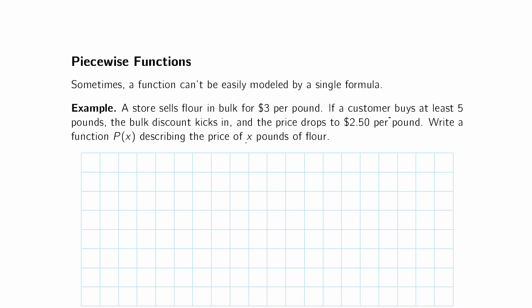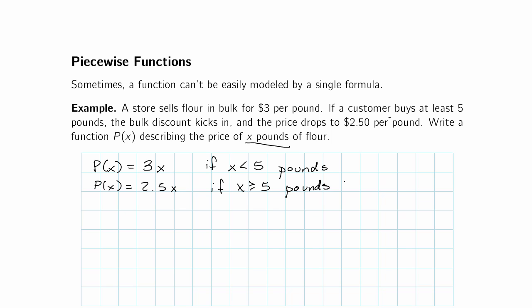So our variable is the number of pounds of flour we're buying. The output of the function is going to represent how much we're going to pay. And we have a problem, right? Because the price is $3 a pound, as long as we're buying less than 5 pounds. If we buy 5 pounds or more, then the price goes to $2.50 a pound.